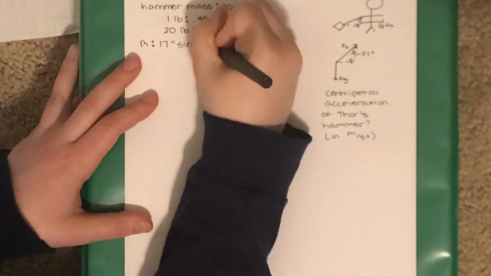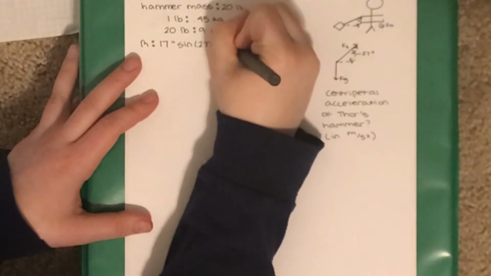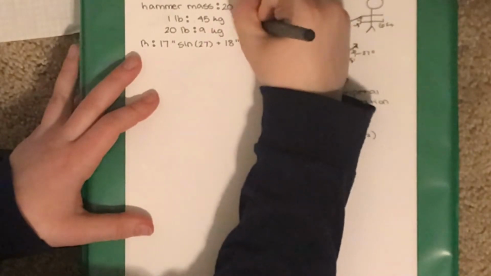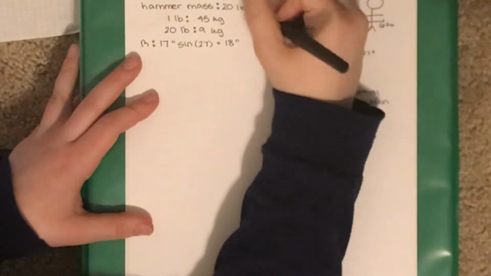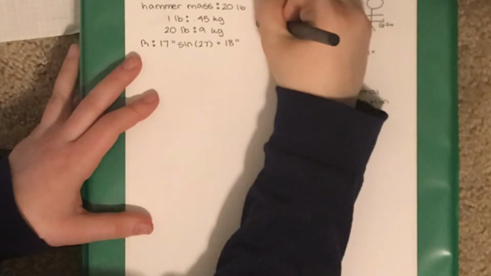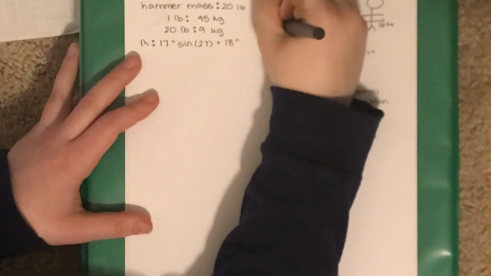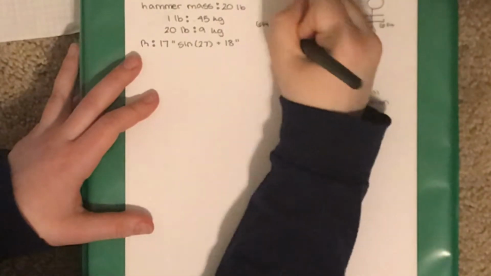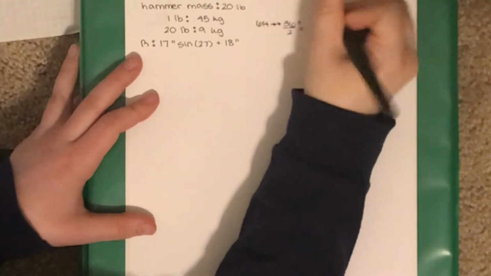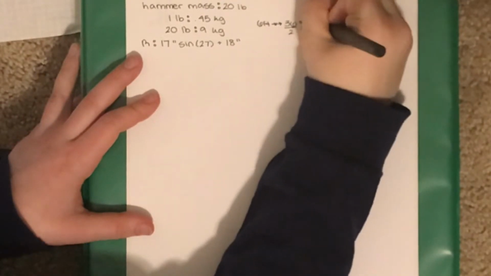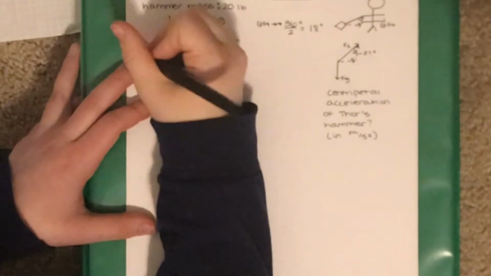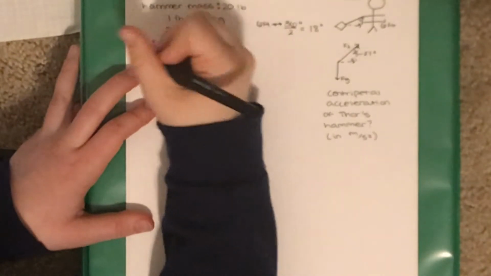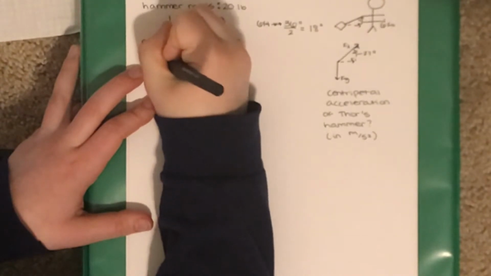So to find the horizontal component of the tension force, it would be 17 inches, and 17 inches is the hypotenuse, essentially, of the triangle with the tension force, times sine of 27, so that we can find the horizontal component, plus 18 inches, because it's 6 feet, and then convert that to inches, which would be 36, divided by 2, which is 18 inches. Adding that all up together, it would be 25.718 inches as the total radius.